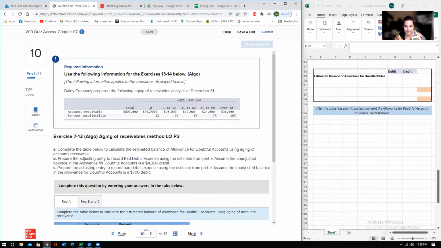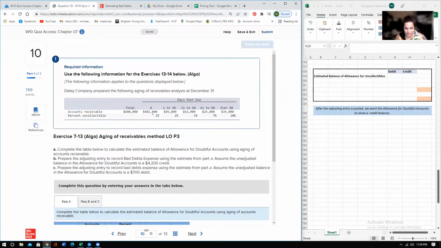Hi everyone, I'm going to be working on the quiz access chapter 7, problems 10 and 11. So for number 10, we are going to be using the aging of receivables method to estimate the percent of uncollectible receivables. So the way that this works is we have this little graph of days past due, starting with 0 days past due, 1 to 30, 31 to 60, and each category is given its own percent to help you estimate the uncollectible.